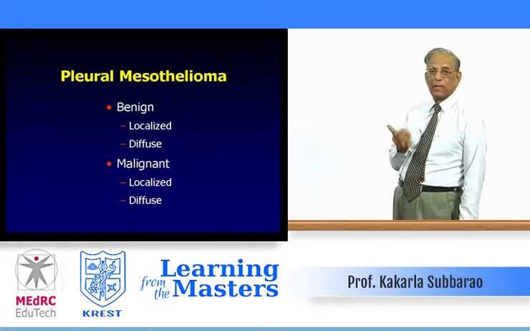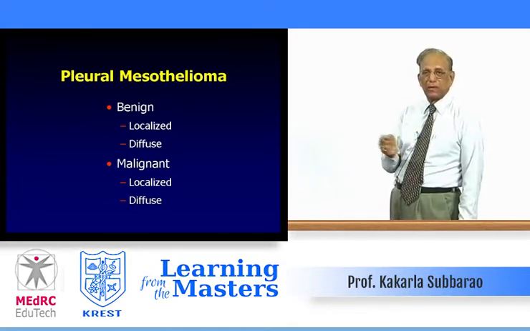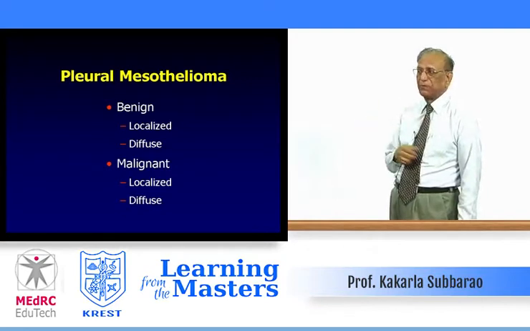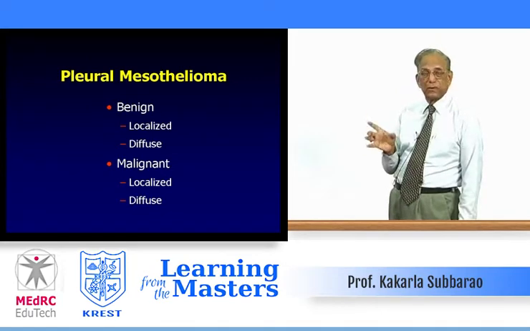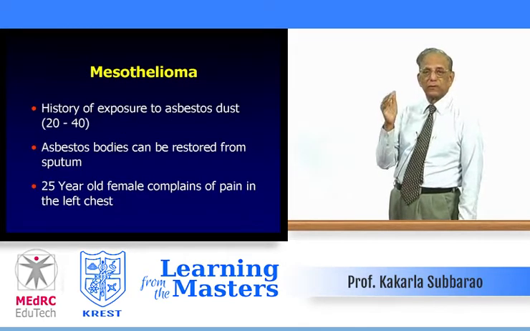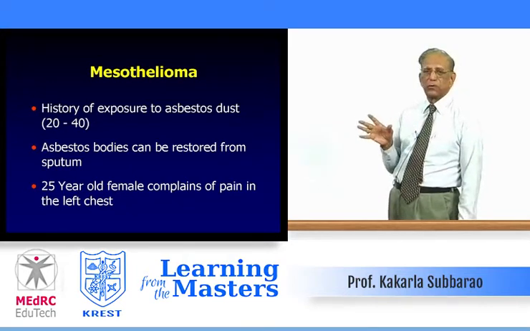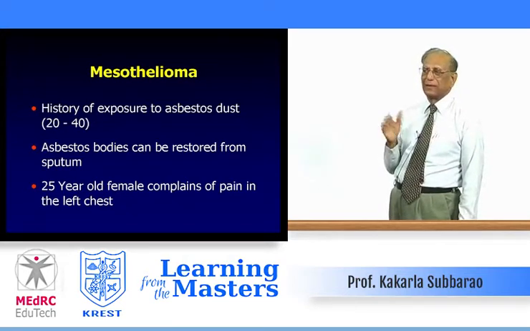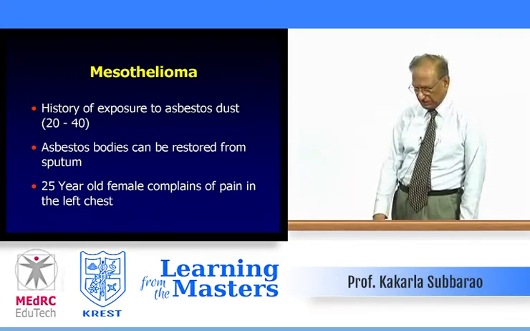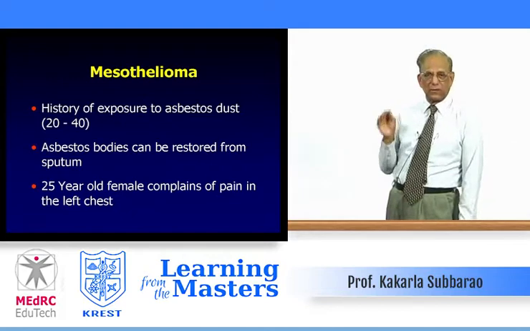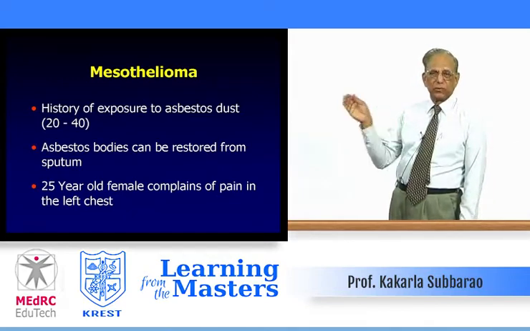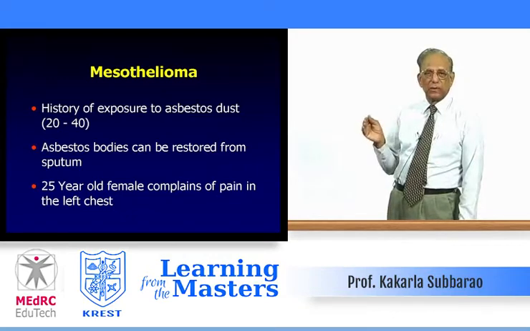Pleural mesothelioma could be benign localized, where it may simulate encapsulated empyema or even a lung mass. Diffuse, lobulated, even malignant mesothelioma could be localized too, and it could be diffuse. In most of the cases, there is a history of exposure to asbestos dust directly or indirectly. Asbestos bodies can be recovered from sputum if you examine properly. And calcification of the pleura is the most important radiological finding in asbestos exposure. This proved to be a benign mesothelioma, although there is no history of exposure to asbestos.